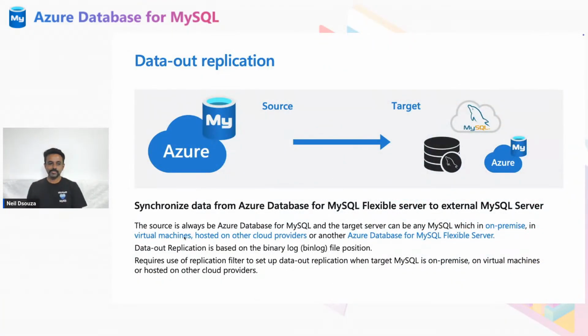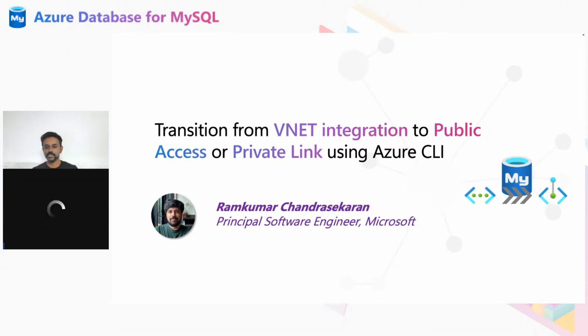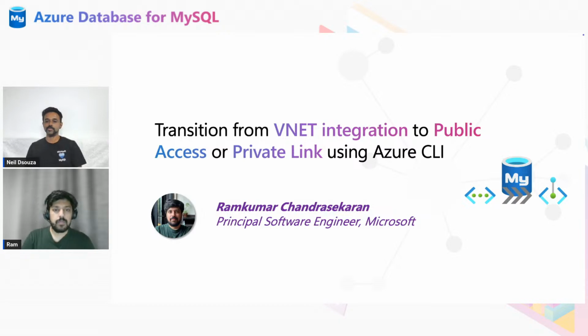So moving on to the next topic of the day. Network connectivity is one of the hot topics which keeps coming up, and we have multiple ways you can connect to Azure Database for MySQL. While you get direct connectivity with VNet integration, private endpoint helps simplify the configuration, taking out VNet maintenance, and the possibility of connecting from public access would not even exist there. But with private endpoint, that's an option. I'm inviting now Ramkumar Chandrasekaran, Principal Software Engineer, to explain and demo how easily you can move from VNet integration to private endpoint or public access.